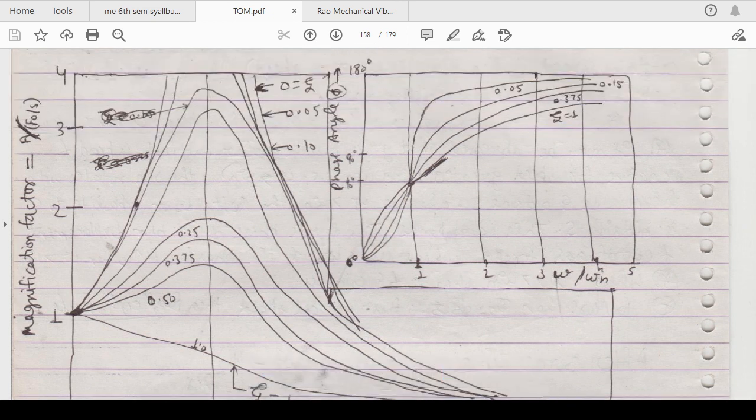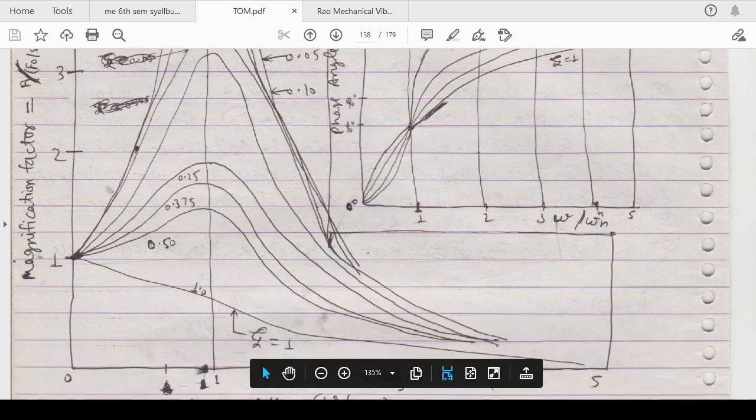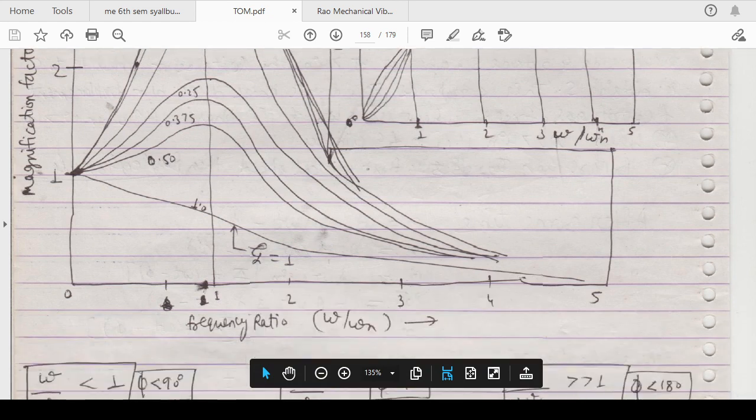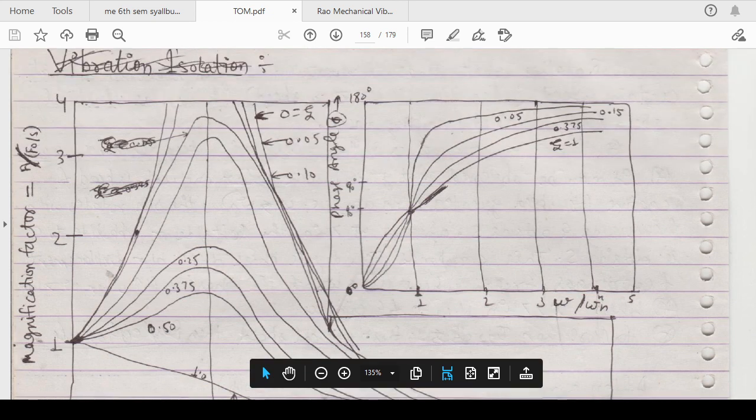You will also find asymptote values here when zeta equals 0, or a very negligible value near 0. You will find an asymptote instead of a whole curve. This way you can differentiate your conclusions on the basis of this curve. Another curve you can see here is phase angle versus omega by omega n, the ratio of the frequency of the vibrating system to the natural frequency.